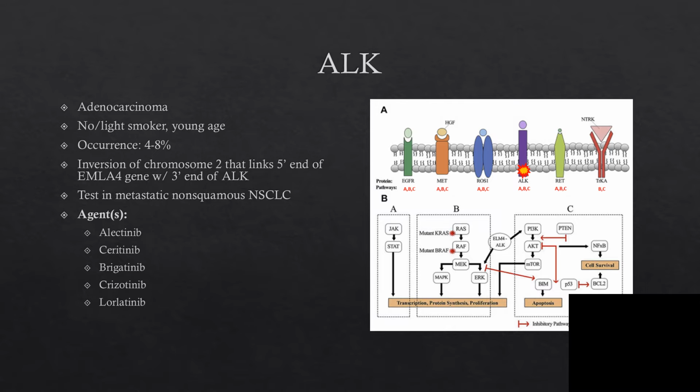For our ALK inhibitors, they are thinking adenocarcinoma. These are typically younger in age at diagnosis, occurring in 4 to 8%. And what happens here is you have an inversion on chromosome 2 that links the 5' end of the EML4 gene to the 3' end of the ALK gene. You're going to test individuals if they're metastatic non-squamous non-small cell lung cancer. And the agents typically seen are alectinib, ceritinib, brigatinib, crizotinib, and lorlatinib.